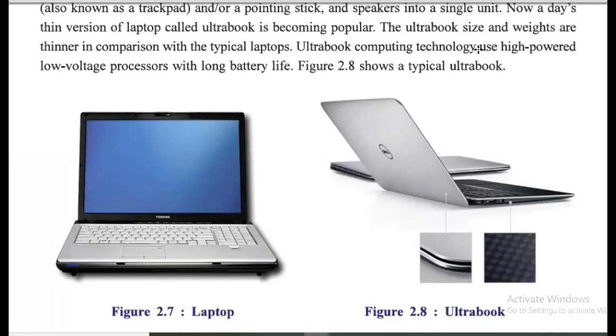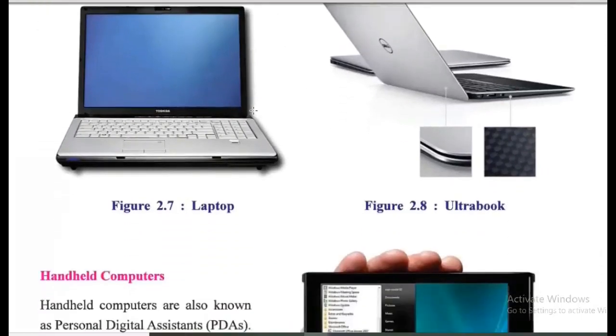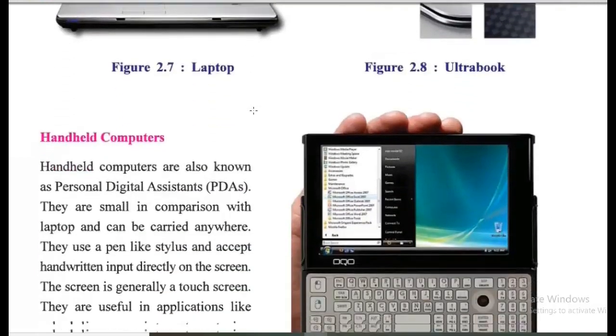Now, the ultrabook. What is an ultrabook? It is a computer technology which uses high power, low voltage processors, which are very powerful, and it uses low voltage in terms of power supply, and it gives long battery life. Most of the computers in the market today give you 3 hours of battery life, and some computers give more than that. So without connecting to a power supply, you can use these computers for that much period.